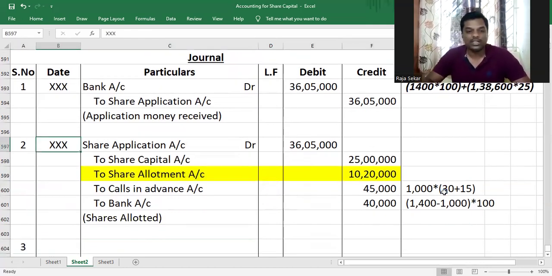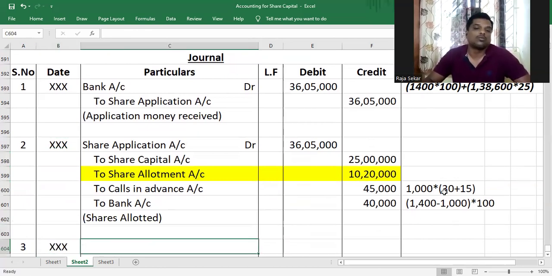I'll probably do a question like that also, where the excess application money is more than what is due. Okay. I'll do another question like that in the upcoming videos.